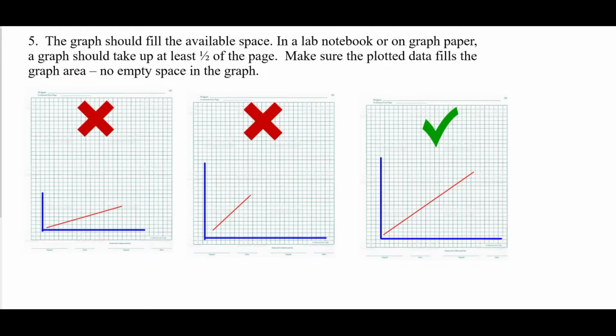Your graph should fill the available space. So the graph should take up in your lab notebook at least half of the page, and you need to make sure that the data fills the graph area. So for example, if this first one was turned in, I would put a mark like this, meaning that it didn't reach the half page mark. Here the axes are half page, but the data doesn't fill it, and so I will do something like this to show. Here we have a graph that's half the page and the data is spread out on the graph.